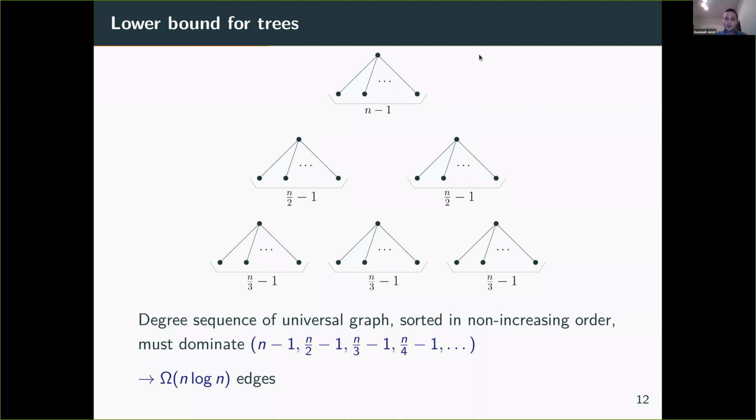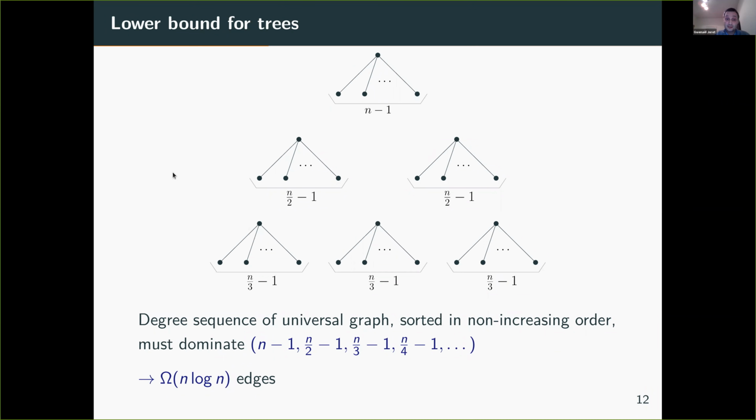small separators. Sorry, but before that, I forgot to tell you about the lower bound for trees. So I mentioned that n log n is best possible for trees. There is a simple reason for that. So your tree could be a star. So then you have a vertex of degree n minus 1. Or it could contain 2 stars each on n over 2 vertices. And then you have 2 vertices of degree roughly n over 2. Or it could contain 3 stars each on n over 3 vertices, and then you have 3 vertices of degree roughly n over 3.